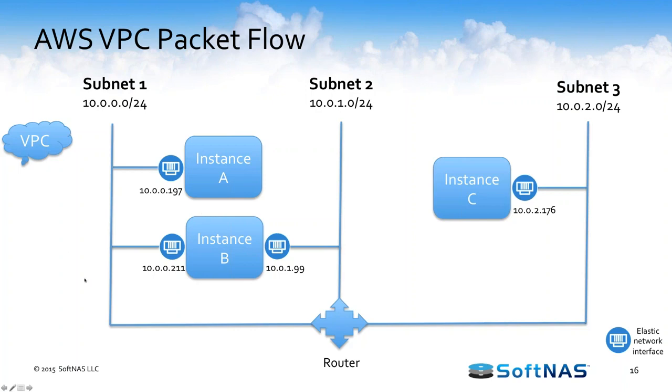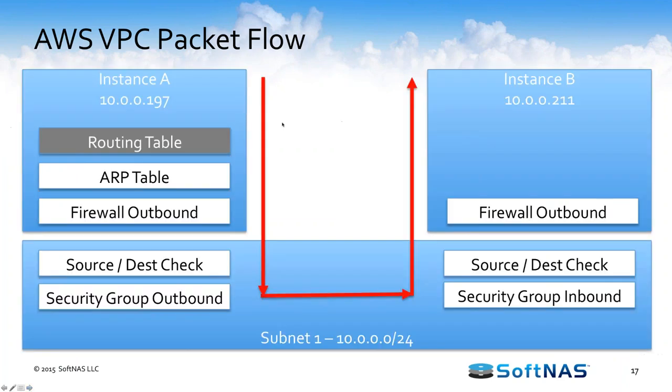And understanding the logical flow of packets within a VPC really was an eye-opening and enlightening experience for me and my team that allowed us to actually be able to troubleshoot and deploy environments a lot better. So let's talk about how instance A and instance B actually connect to each other over subnet 1, right? They're both living in the same subnet, right?